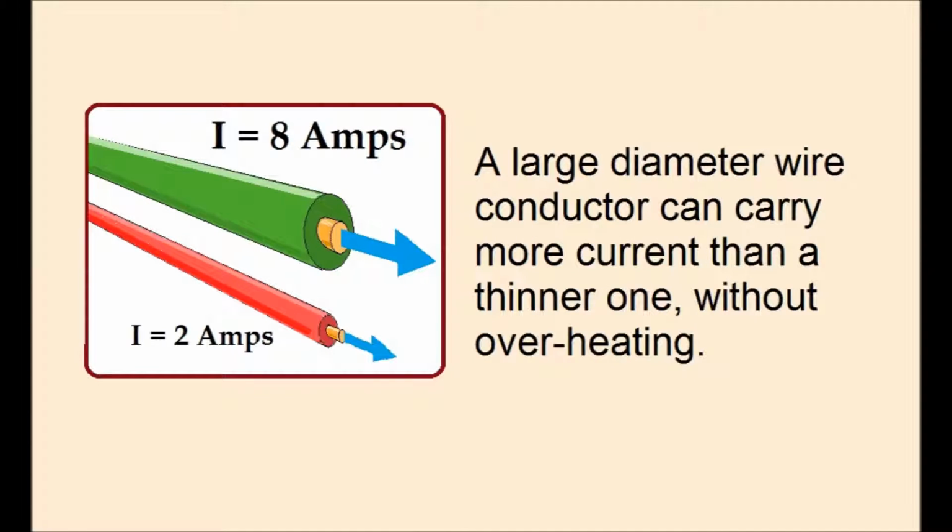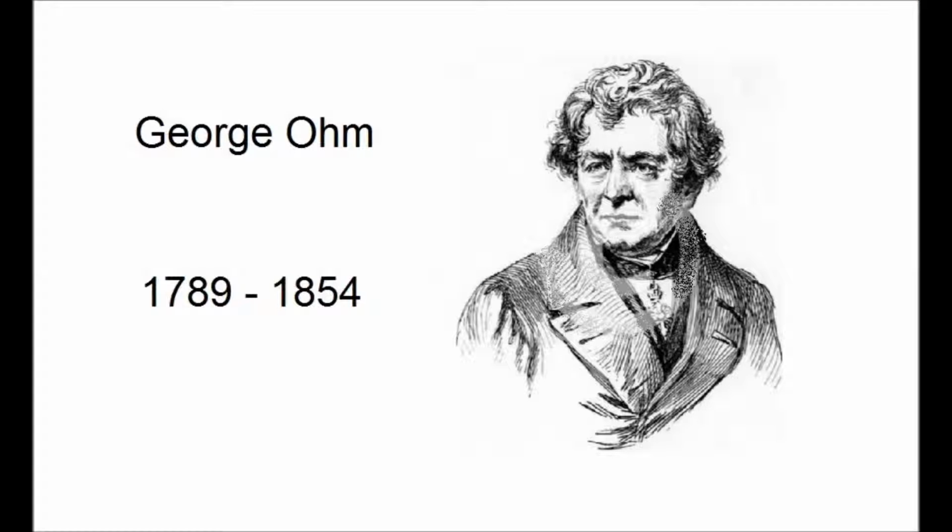The last unit we will take a look at in this video is the unit for resistance. This is named after George Ohm, a German mathematics teacher who lived from 1789 to 1854. After 1820, he began doing experiments in electricity and discovered that increasing the length of a wire resulted in a decrease of current flow through the wire.